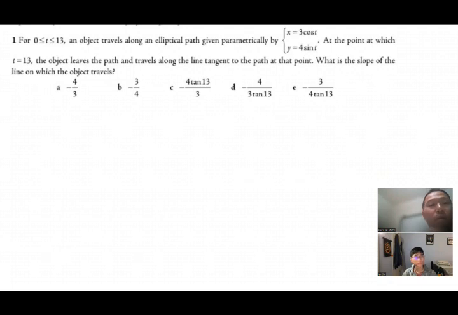So for t between 0 and 13, an object travels along the elliptical path given parametrically by x equals 3 cosine t, y equals 4 sine t. At the point at which t is 13, the object leaves the path and travels along the line tangent to the path at that point. What is the slope of the line on which the object travels?